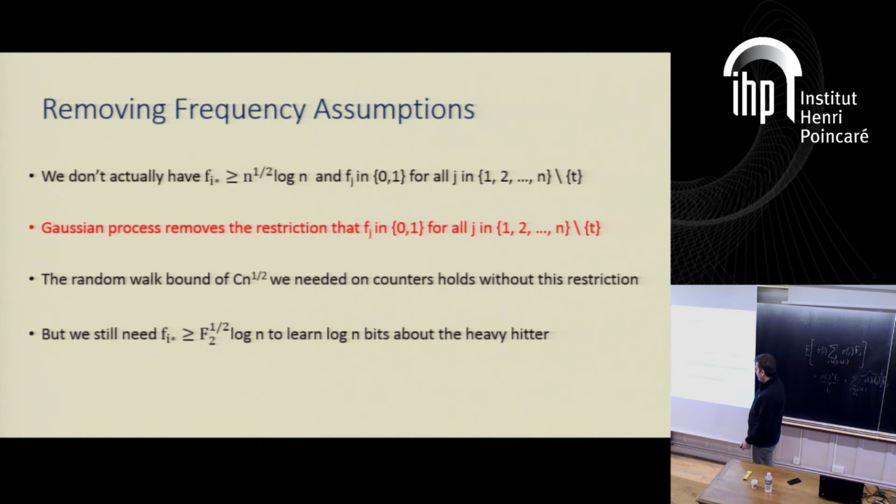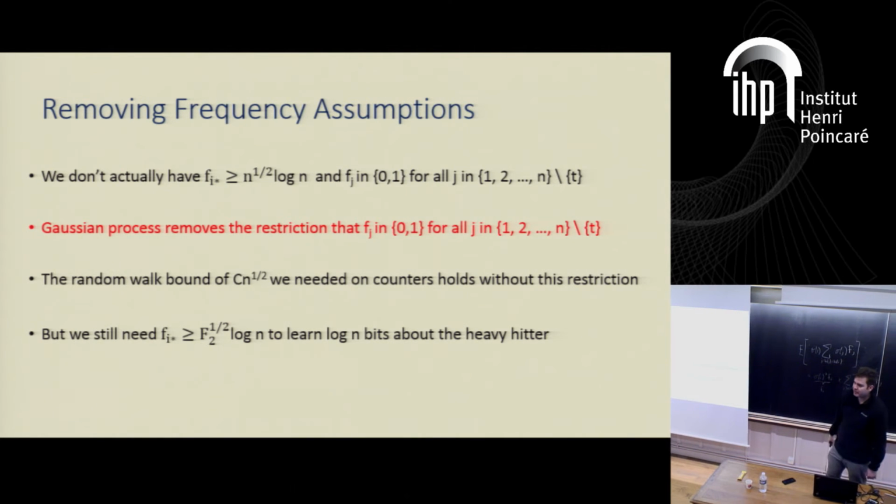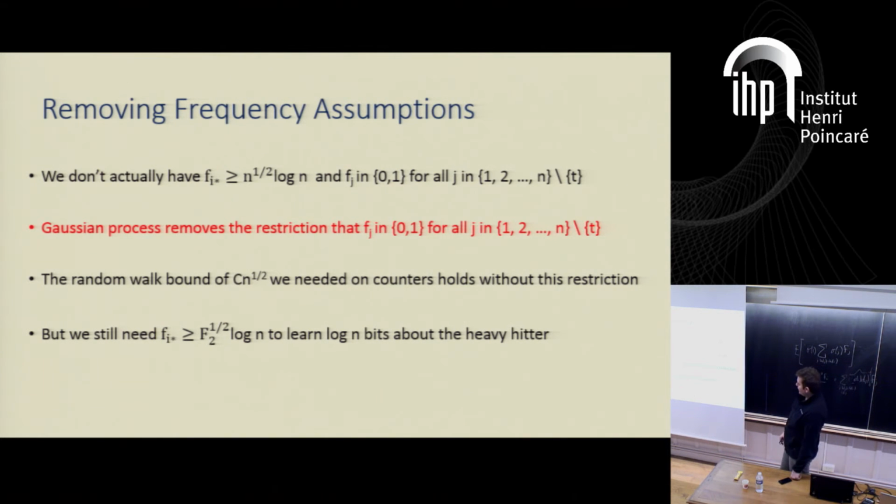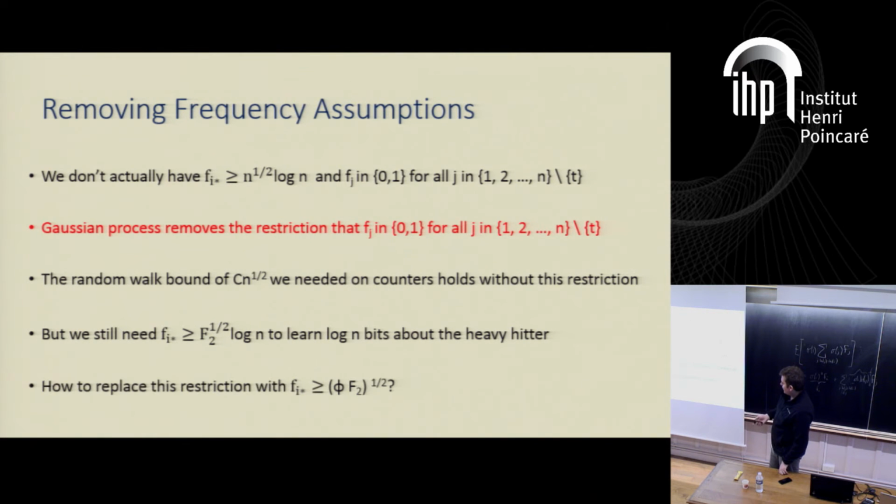We still need the frequency to be at least root F2 log n to learn log n bits about this heavy hitter. We haven't removed that assumption yet. But learning one bit at a time of this heavy frequency now works for arbitrary frequencies, not necessarily 0, 1, using this Gaussian process bound. So how do we remove this last restriction?